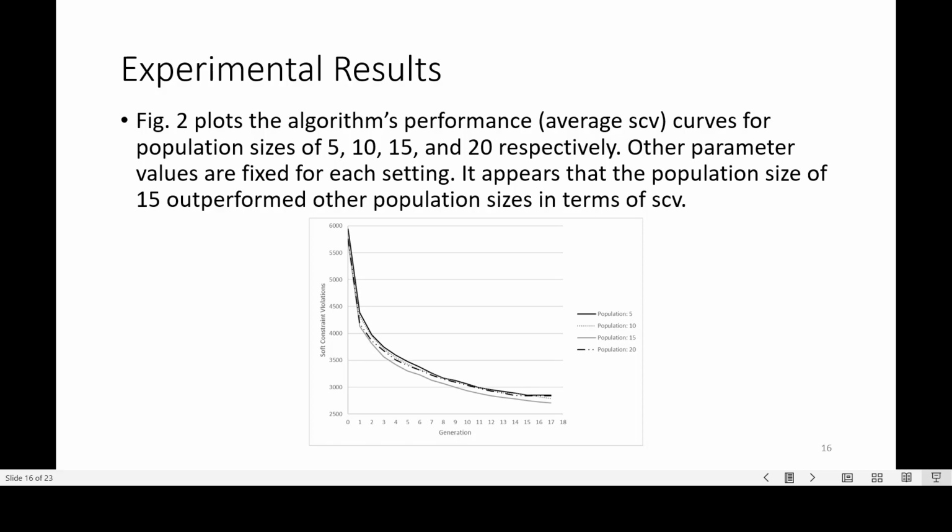Figure 2 plots the algorithm's performance curves for population sizes of 5, 10, 15, and 20 respectively. Other parameter values are fixed for each setting. It appears that the population size of 15 outperformed other population sizes in terms of SCV.